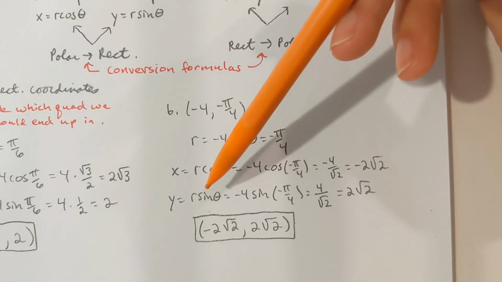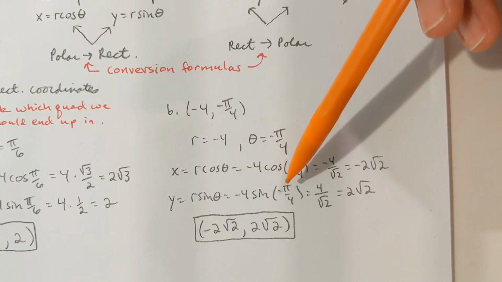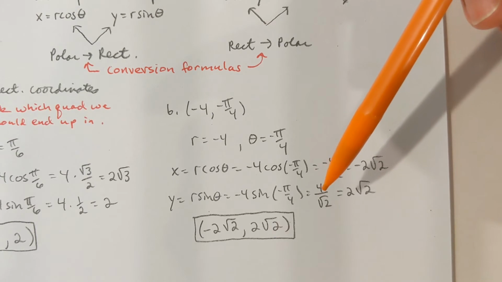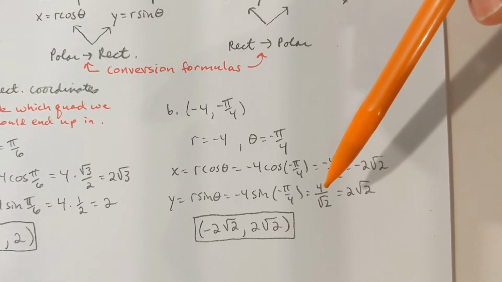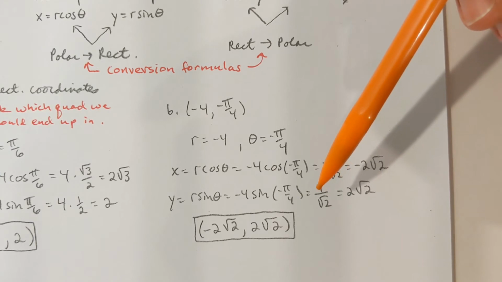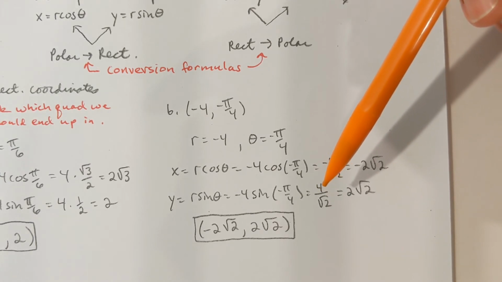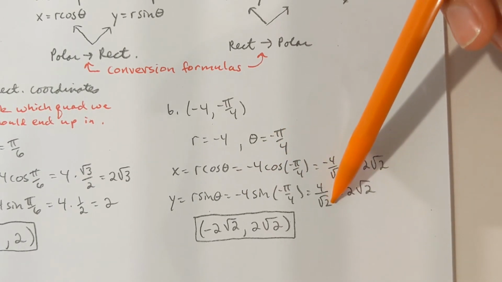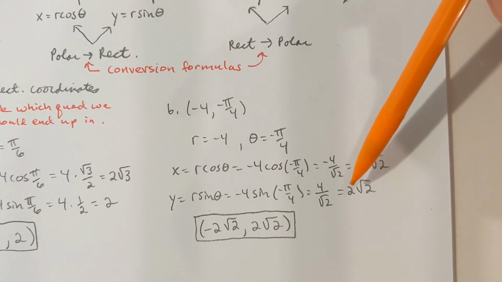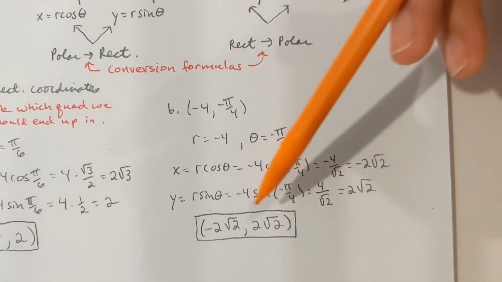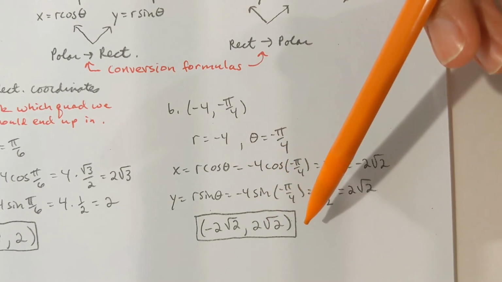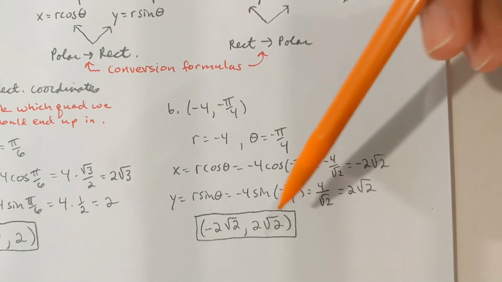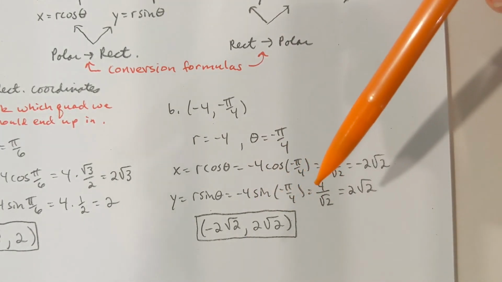Let's get y. So r sine theta, -4 times sine of negative pi over 4. Again, the negative pi over 4 axis is in quadrant 4, so I'd be working with a 45, 45, 90 triangle in quadrant 4. The opposite side is -1. The hypotenuse is root 2. If you take -4 times -1 over root 2, that would be 4 over root 2. Rationalize the denominator, and you'll have 2 root 2. So (-2 root 2, 2 root 2), that would be in quadrant 2. And this point here would be my answer now in rectangular form.